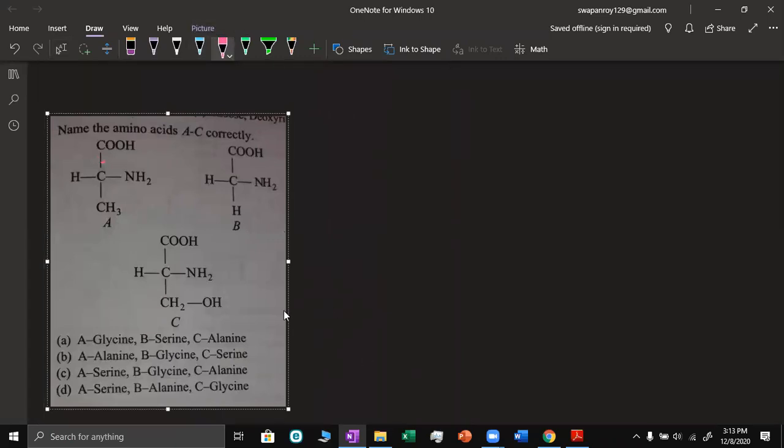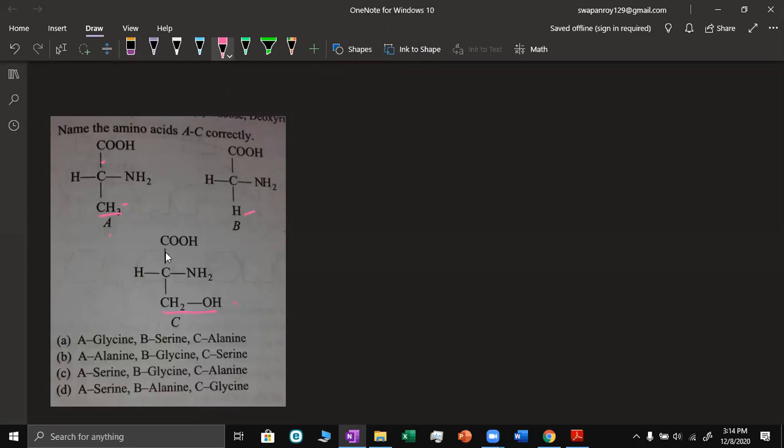Okay. So here, this one, this glycine. A has a methyl group. B has only one hydrogen, and C has the hydroxymethyl group. This hydroxymethyl group, this one is the R. Here it is changing.